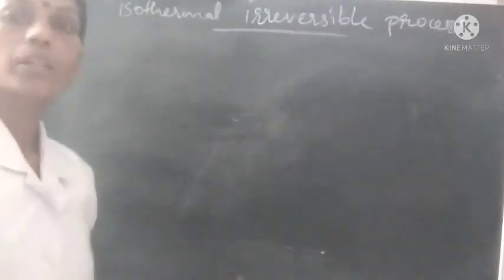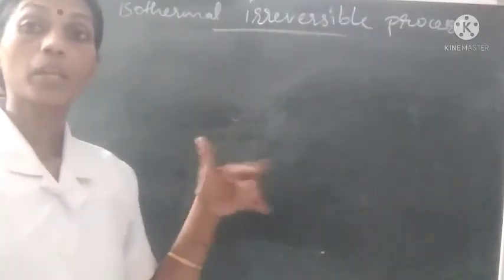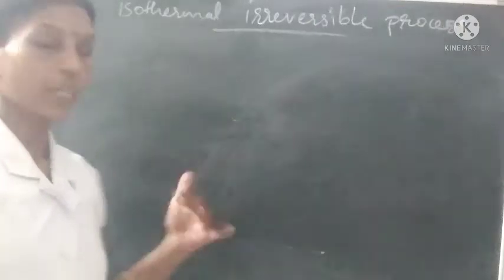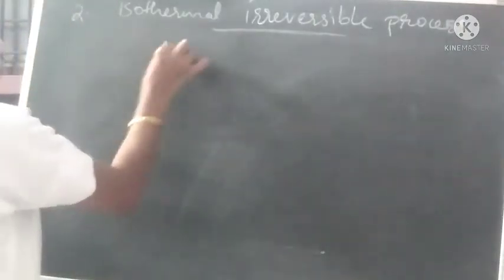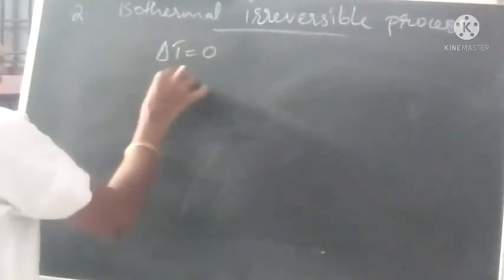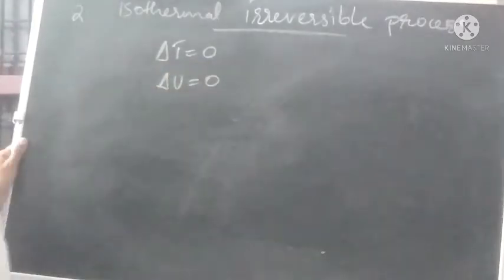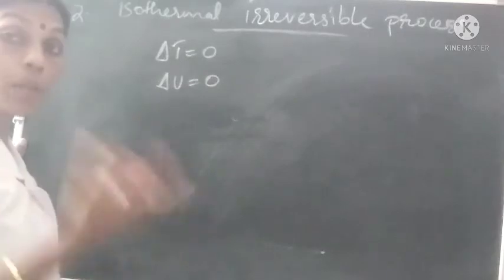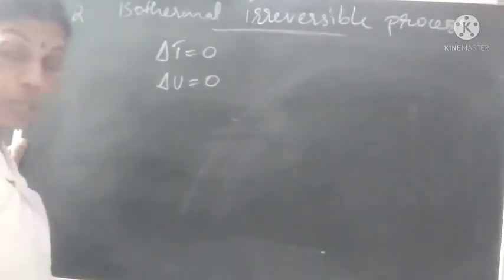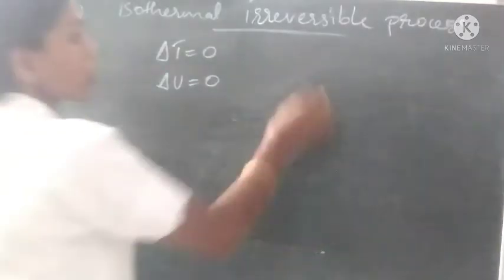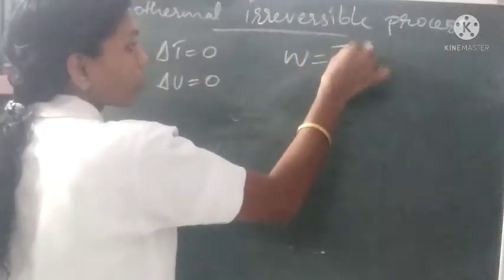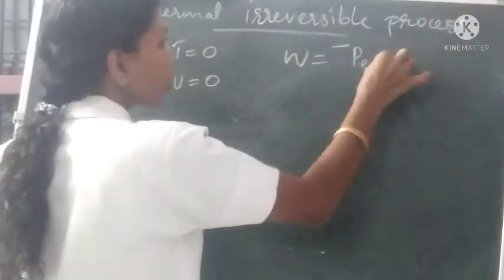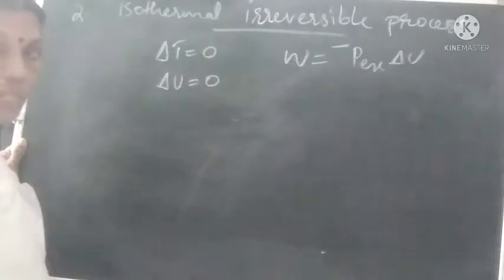Okay. Now we can consider the isothermal irreversible process. Again, isothermal means delta T will be 0. Delta T 0 means delta U also will be 0. Irreversible process means it is taking place in a single step. A rapid reaction is taking place, or a rapid change is taking place. Okay, so what will be the work done? Work done is equal to minus Pex into delta V. That is the work done, isn't it?